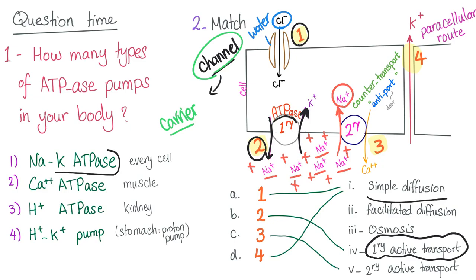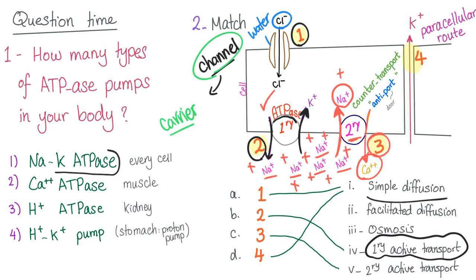Do I need energy for this step? No. The energy was exerted here, but here the sodium goes by electrical gradient. When sodium goes in, it's a positively charged ion. Another positively charged ion should go out. Hello, calcium. So this is a classic example of secondary active transport. It needs energy, it needs ATP, but it doesn't exert the energy itself. It requires this one, the primary active transport.